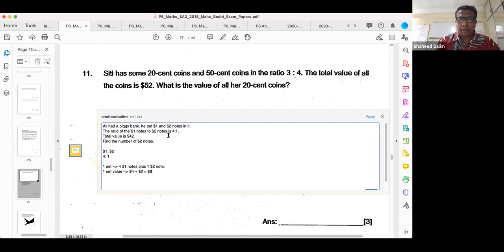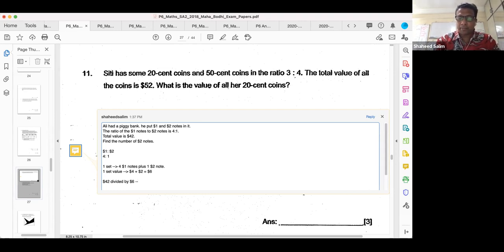Down here now, they say the number of $1 notes to $2 notes is 4:1. So 4 $1 notes is $4. 1 $2 note is $2. You add together, you get $6. Then what do you do? You take 42, that's the total value, divided by 6 to get the number of sets.